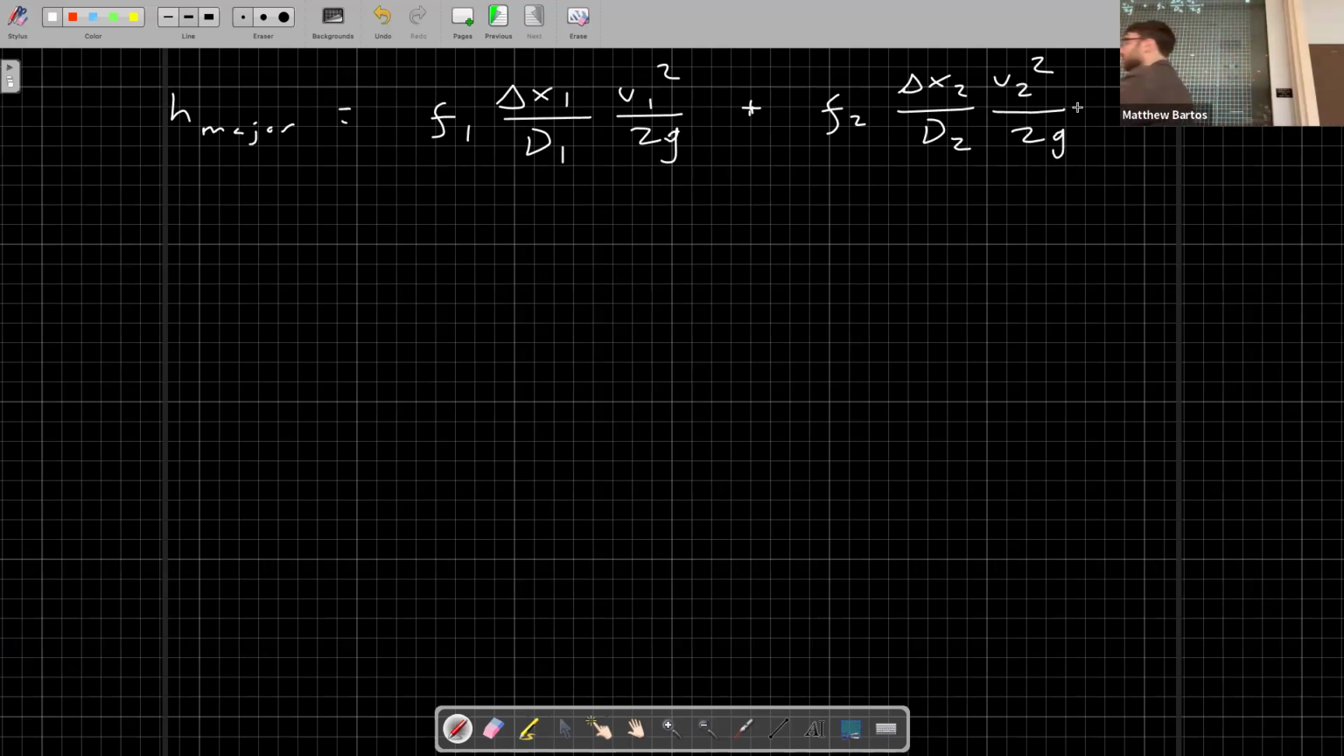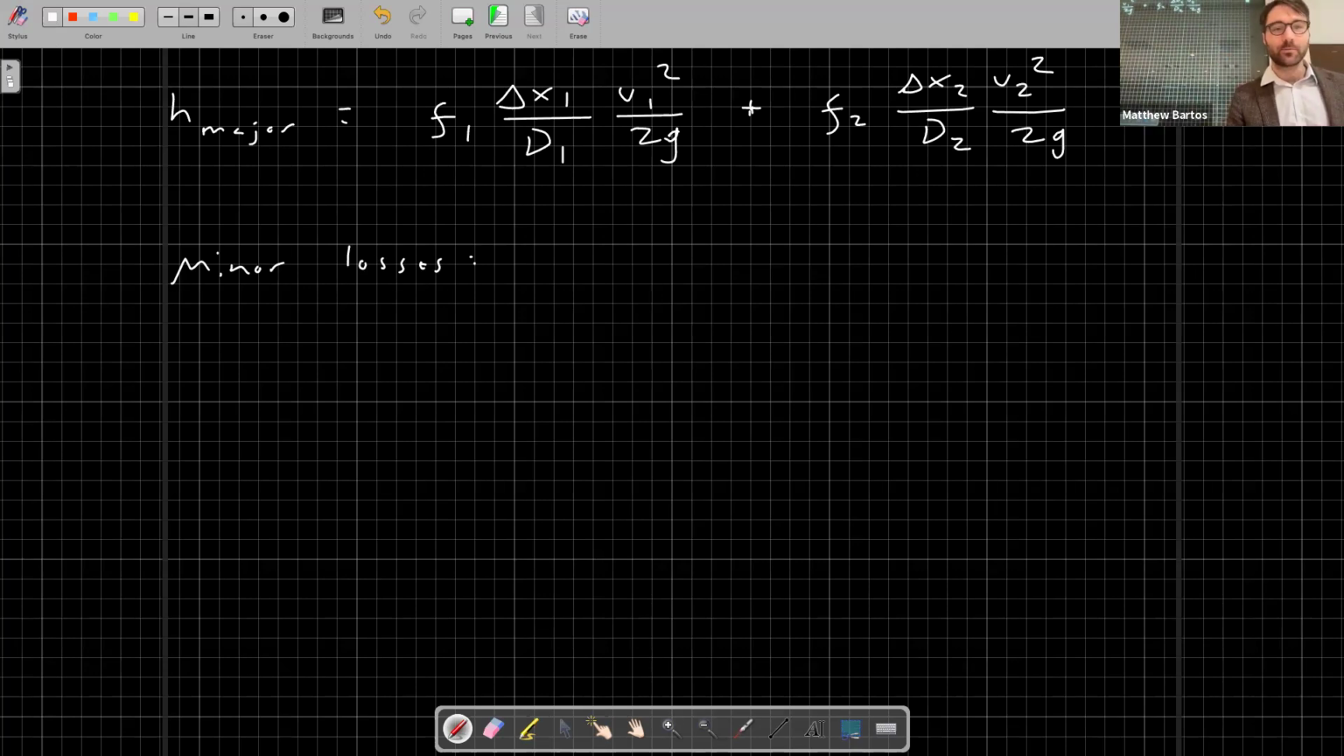So we have to add together the frictional losses from the first pipe to the frictional losses in the second pipe, and the two pipes have different lengths and diameters and velocities. Okay, so we have our expression for the major losses. I'm just going to leave it at that for now. We also have our minor losses.